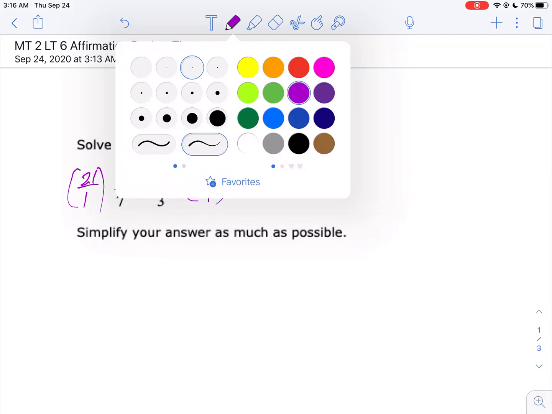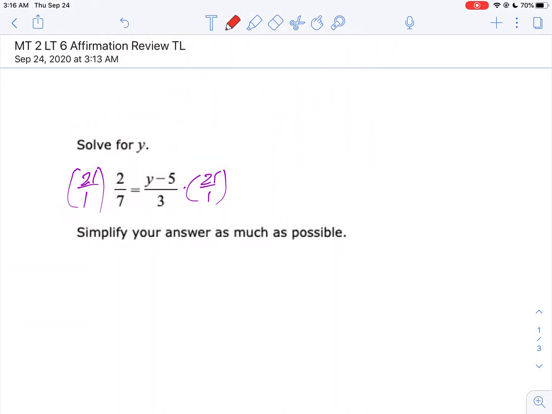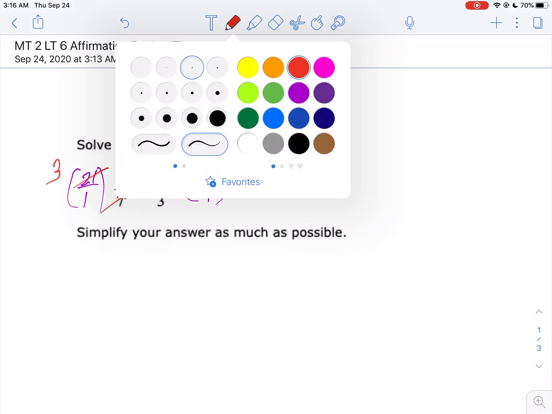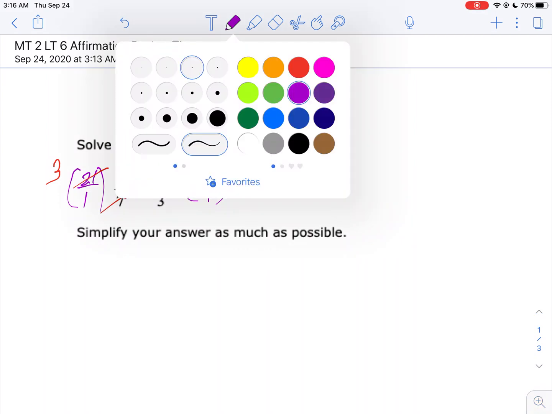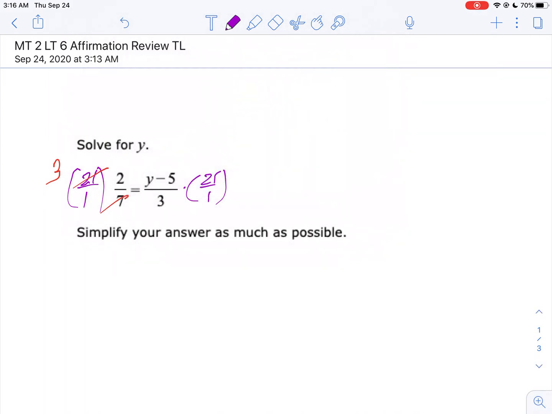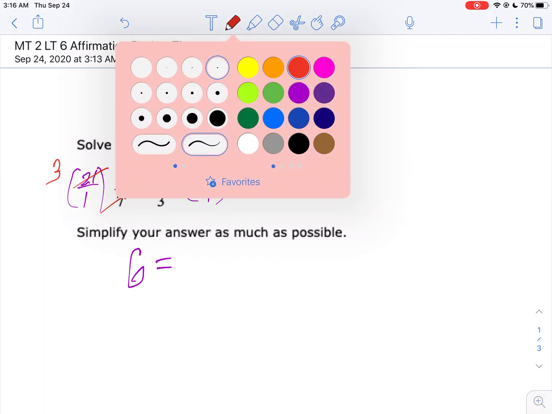Well, if we notice 7, this is the reason we clear it. I don't want you to multiply 21 times 2. I want you to reduce it, although you could do it. You could take 21 times 2 and divide that by 7, but I think it's easier if we just reduce it first. 7 goes into 21 3 times. So 3 times 2 is 6. Now on the right side, this is really important for you to reduce.